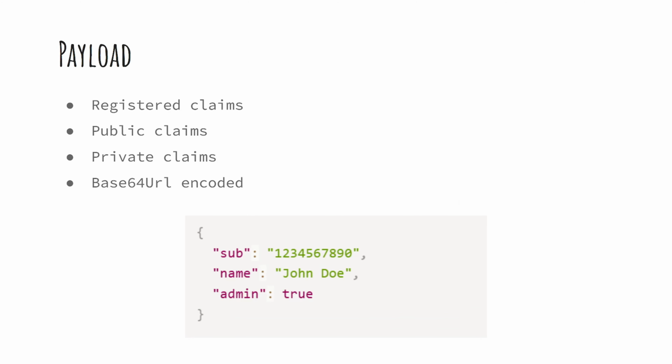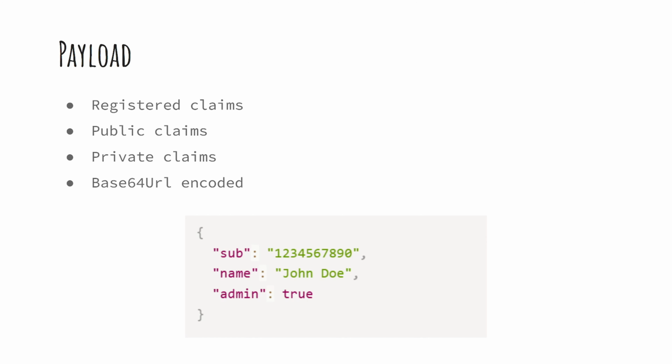The second part of the token is the payload, which contains the claims. Claims in JSON Web Tokens are statements about an entity, often the user, and include relevant data. They are categorized into three types: registered claims, predefined claims like issuer (iss), expiration (exp), subject (sub), and audience (aud) that are optional but recommended for standardization and interoperability.